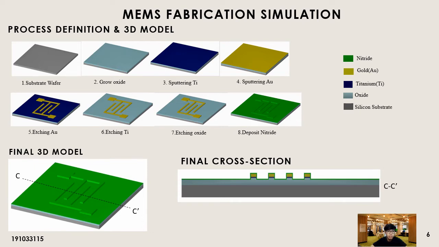First one is substrate wafer, second raw oxide, third sputtering Ti, fourth sputtering Au, fifth etching Au, sixth etching Ti, seventh etching oxide, and the last one is deposit nitride. From all 8 steps, we can see the final 3D model and the final cross section.